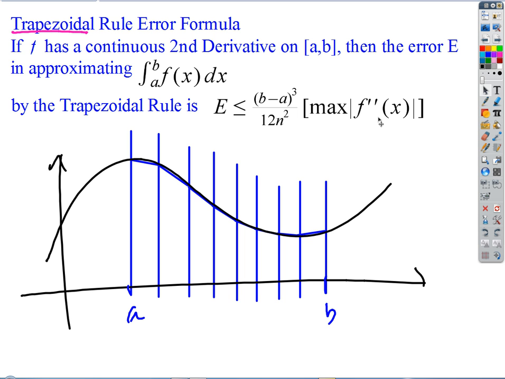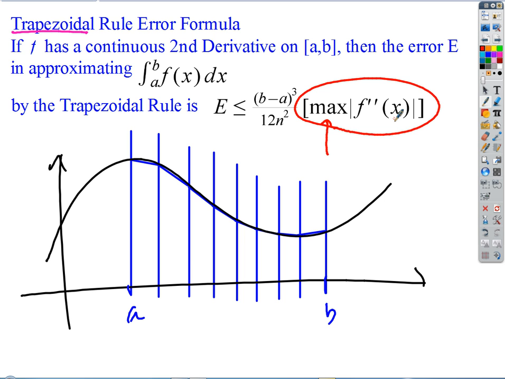What this says is that for our error to be less than or equal to some threshold, this is the formula that we use. B minus A cubed over 12n squared. That looks familiar, right? But this part right here is a little strange. What this is saying is the maximum value of the second derivative of the function over our interval from A to B. And that's a little bit strange.